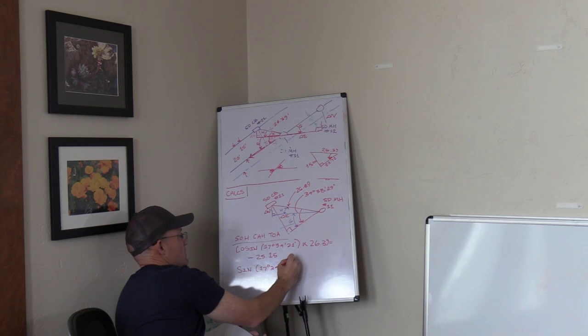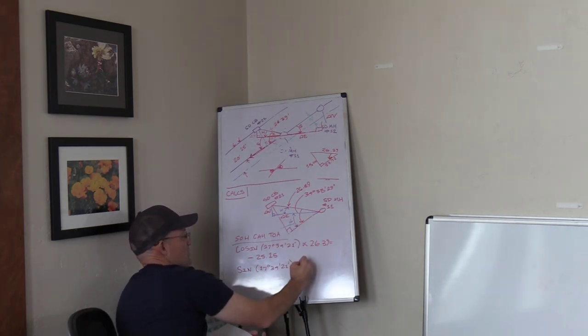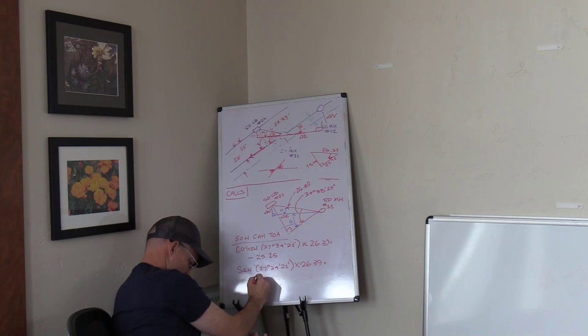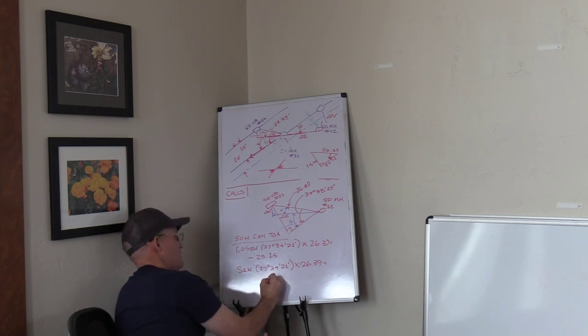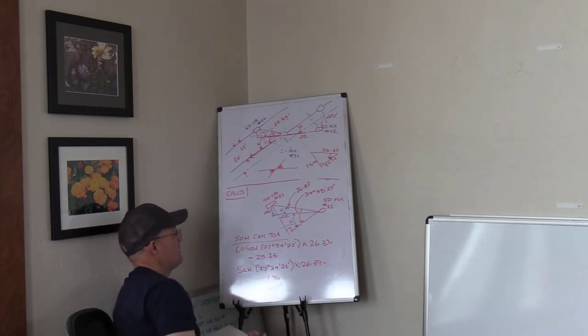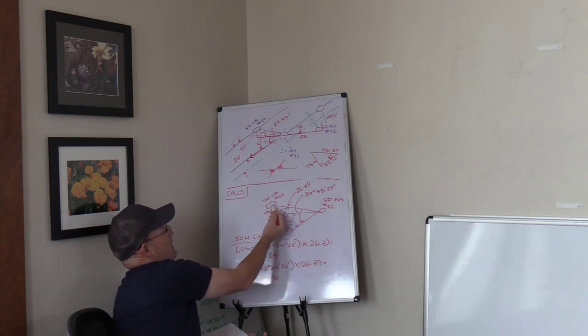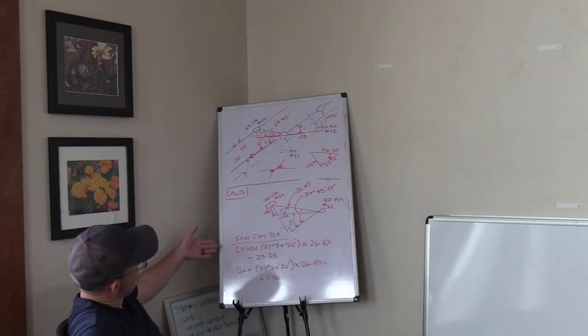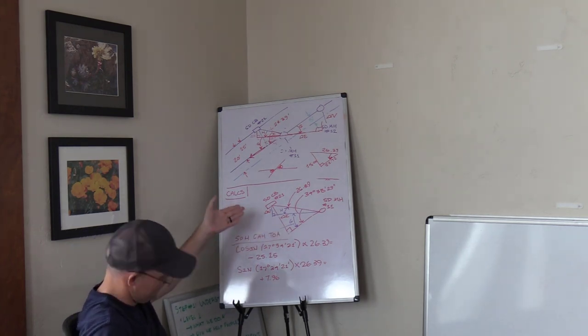21, don't forget to convert to radians if you're using a normal calculator. Okay, times our hypotenuse, 26.39, gives you the change in northing. If you run that math on your calculator, you should get 7.96 feet. Now you gotta remember, we're going up in the northing, so that's a positive. All right, so right triangle problem using cosine and sine there.